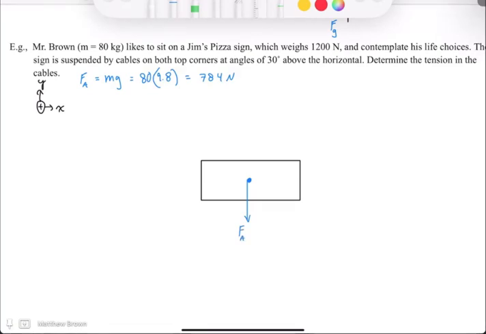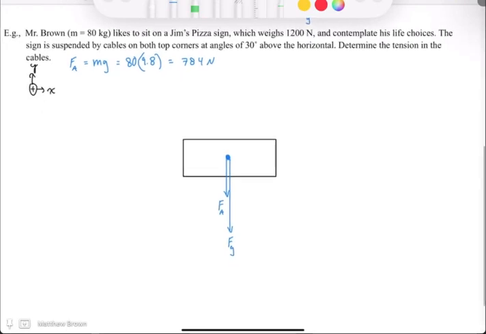Obviously, then there's going to be the force of gravity on this sign because of its own weight. And we know it's already 1,200 newtons, so we don't even have to convert that. And we can say there's the force of gravity on this thing. Okay, now we've got the tensions in the cable. That's basically the only other forces here. They're both at 30 degrees.